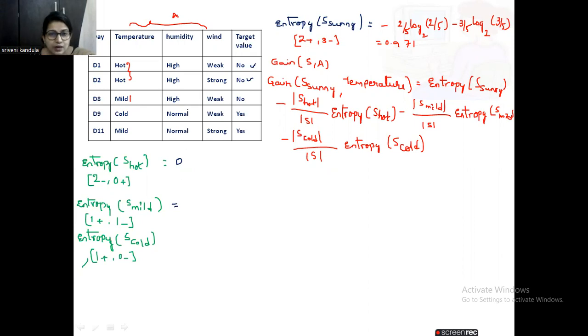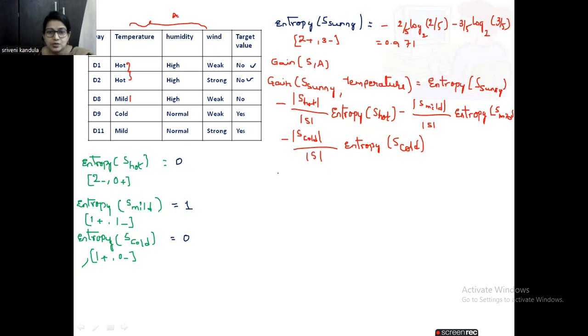Similarly, entropy of S mild we should calculate. Under mild, you have 1 negative example and 1 positive example. Yes is positive, no is negative. 1 positive and 1 negative we have. So what will be the entropy? Value is 1 because we have equal number of positive and negative examples. Similarly, entropy of S cold, we have only one, and that too is a positive one. So I have only a positive example, so its entropy value will become 0.